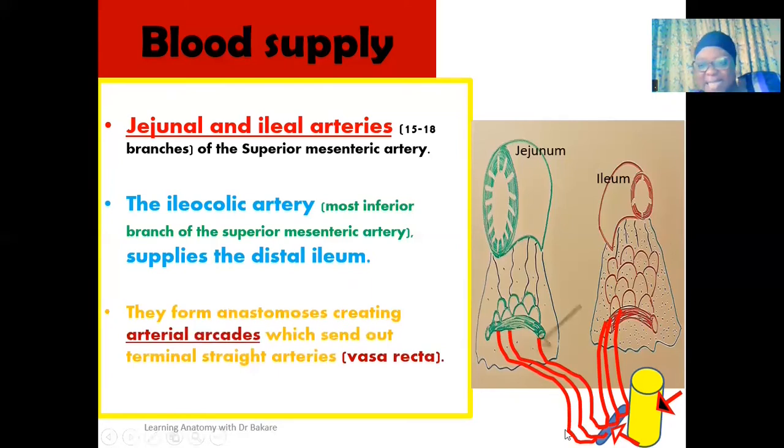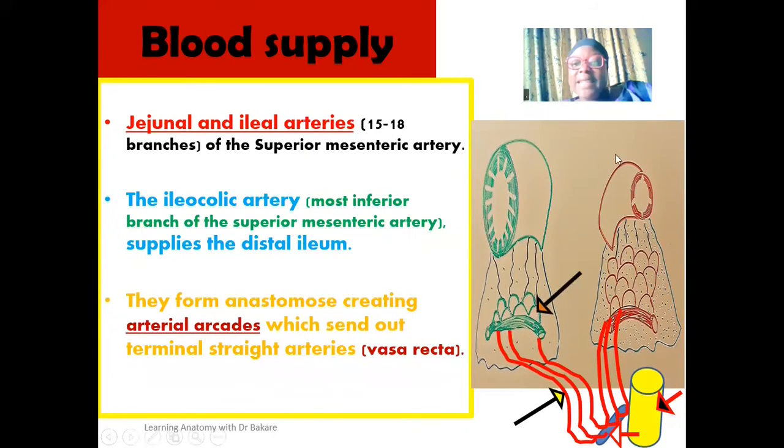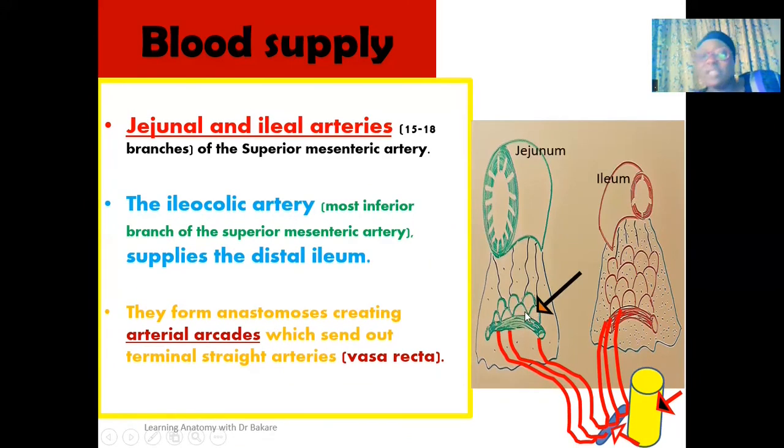These are the arterial arcades. After they originate from the superior mesenteric artery, you see them trailing towards the jejunum and the ileum within the mesentery. The arterial arcades are arc-like anastomoses created by the jejunal and the ileal arteries. At this region, they form an arc within the mesentery, and this is called the arterial arcades.